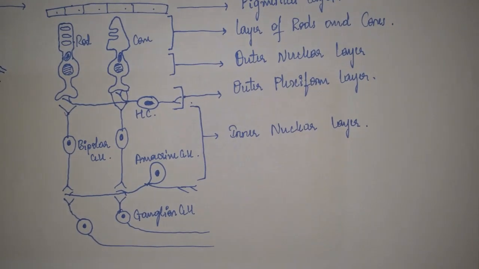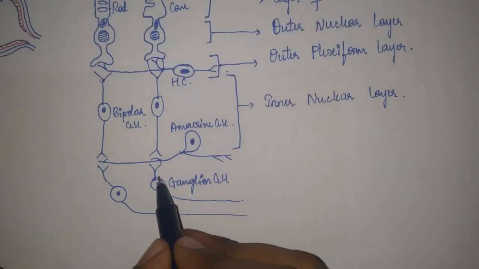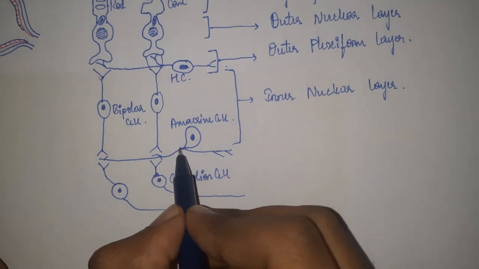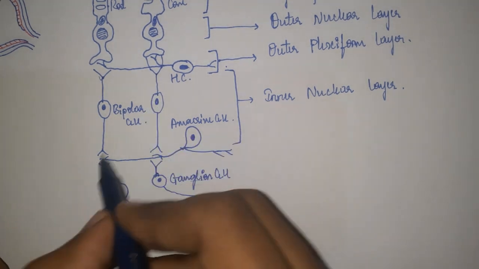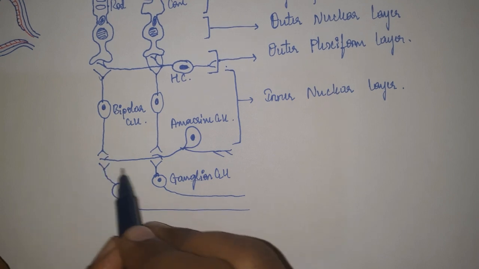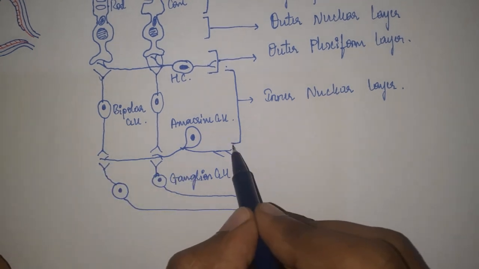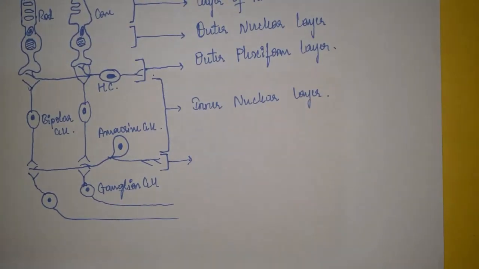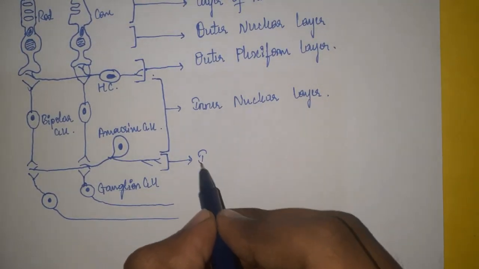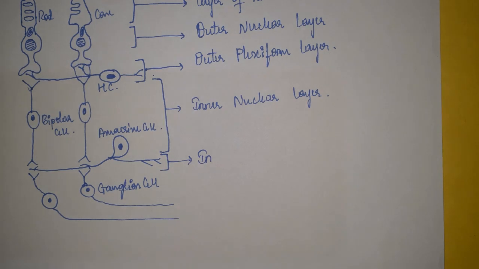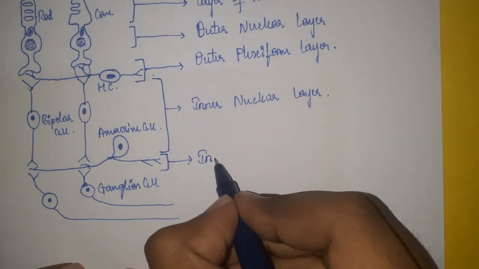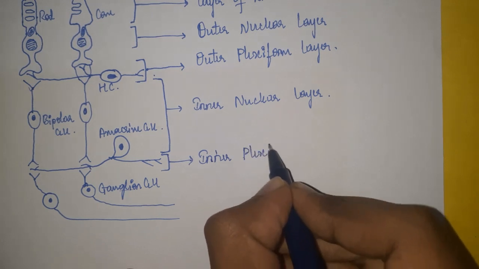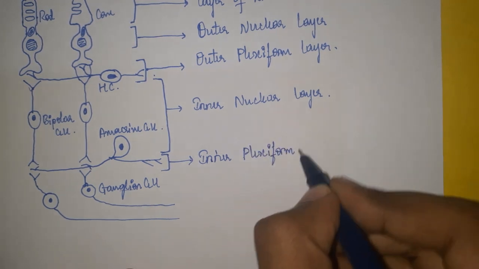Now, see here, the fibers of ganglion cells, the fibers of amacrine cells, the fibers of bipolar cells form a network here. This network of nerve fibers is again called the inner plexiform layer. Plexus means nothing but a network of nerve fibers.